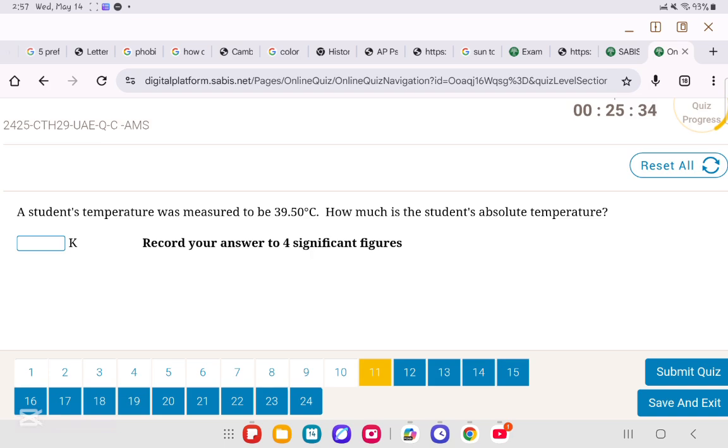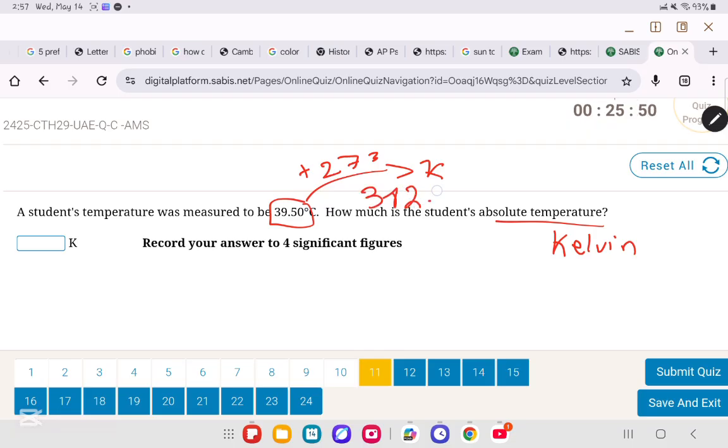A student's temperature was measured to be 39.5 degrees. How much is the student's absolute temperature? Absolute temperature means in Kelvin. So you have degrees Celsius and you want to change to Kelvin. You have to add 273. You put it on your calculator and you will get an answer of 312.5 Kelvin.